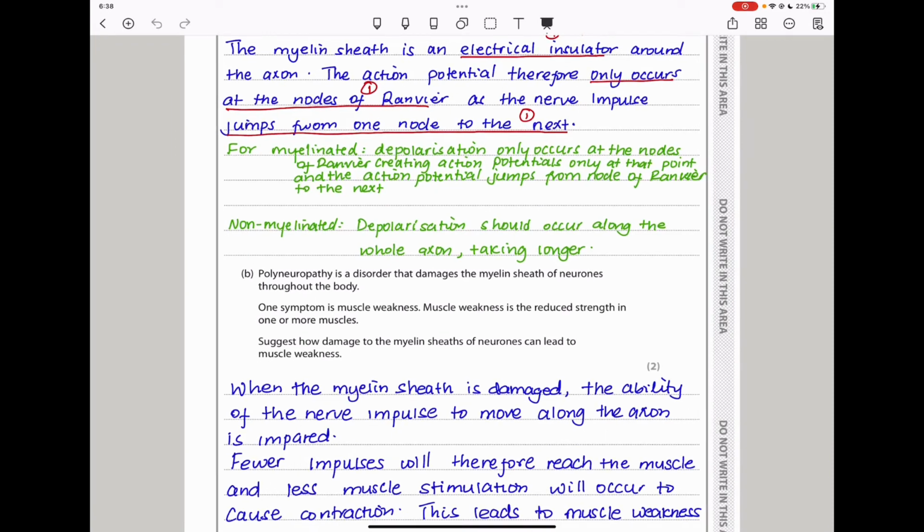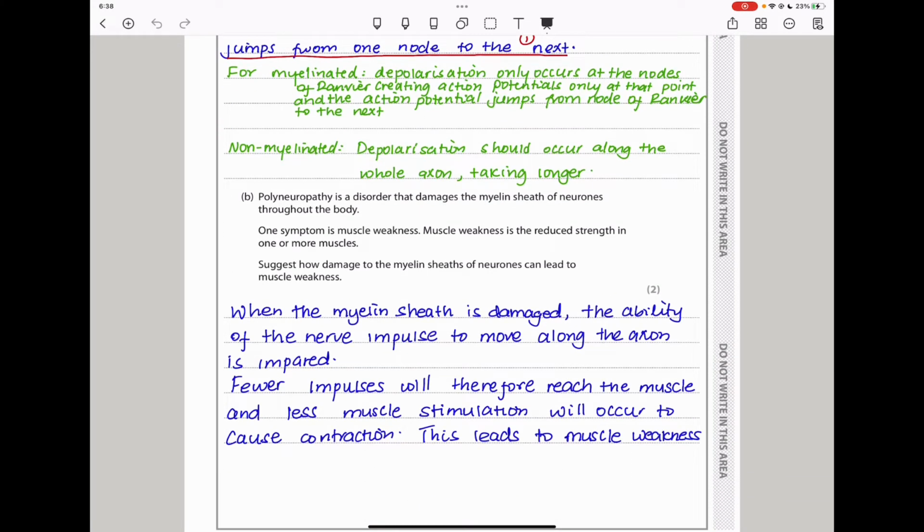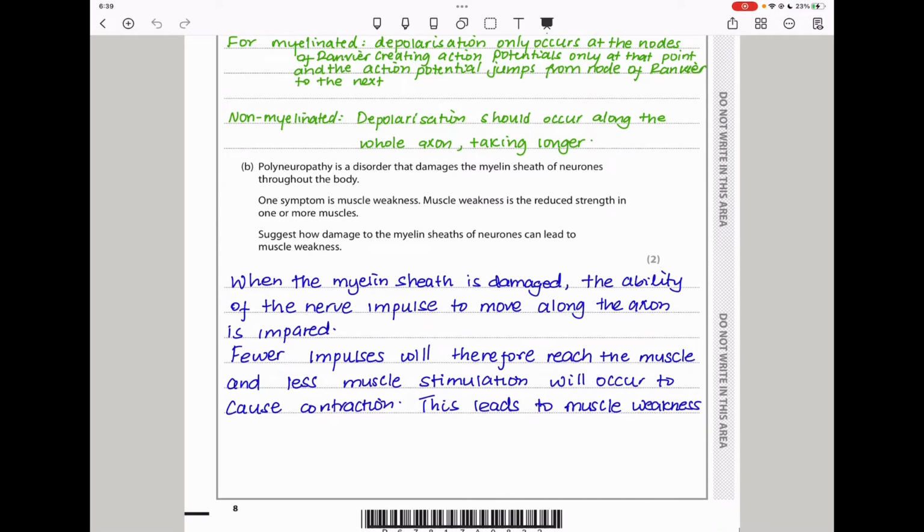So next part, they say, polyneuropathy is a disorder that damages the myelin sheaths of neurons throughout the body. One symptom is muscle weakness. Muscle weakness is the reduced strength in one or more muscles. Suggest how damage to the myelin sheath of neurons can lead to muscle weakness. Remember, we talked about the myelin sheath. If it's damaged, it means the impulses are going to travel slower, and that means the muscles will not be able to respond as they should.